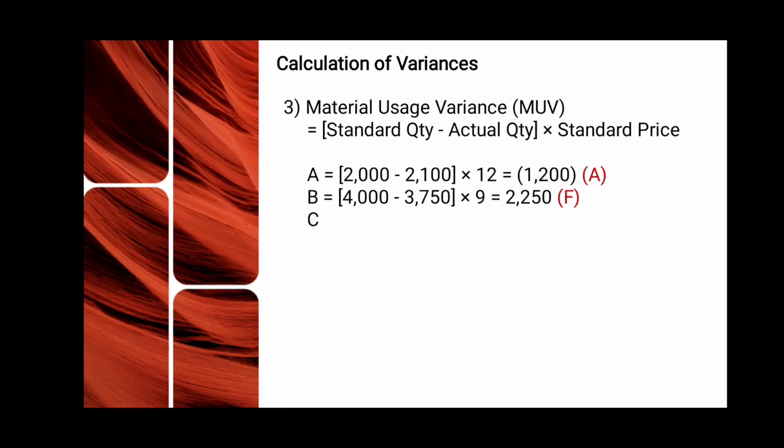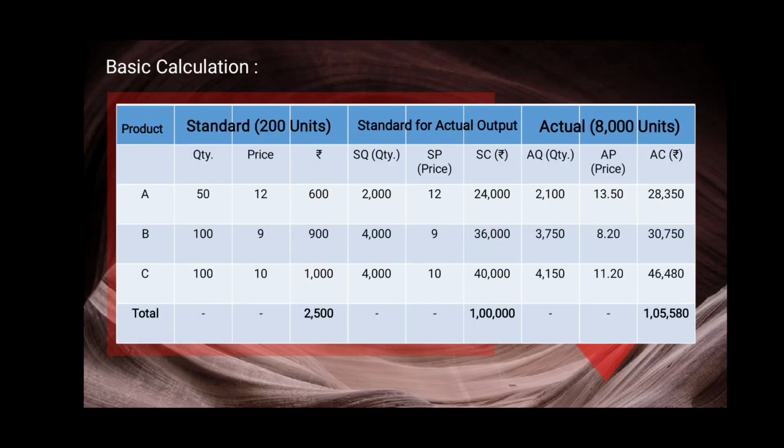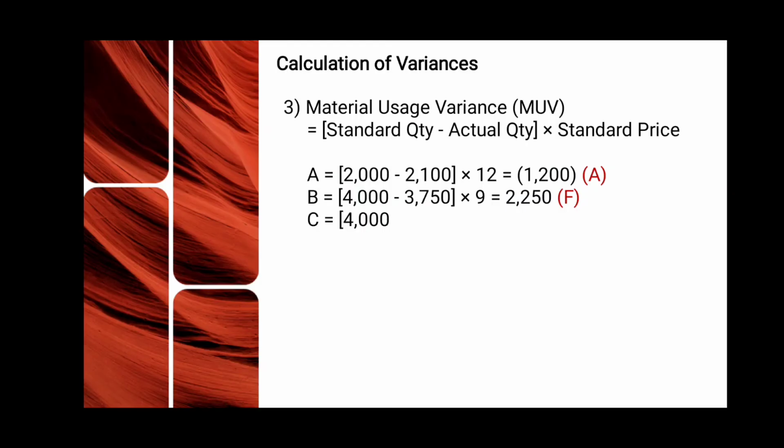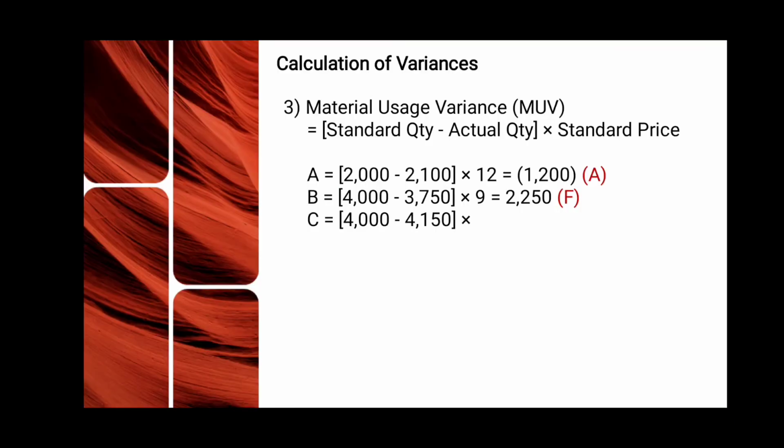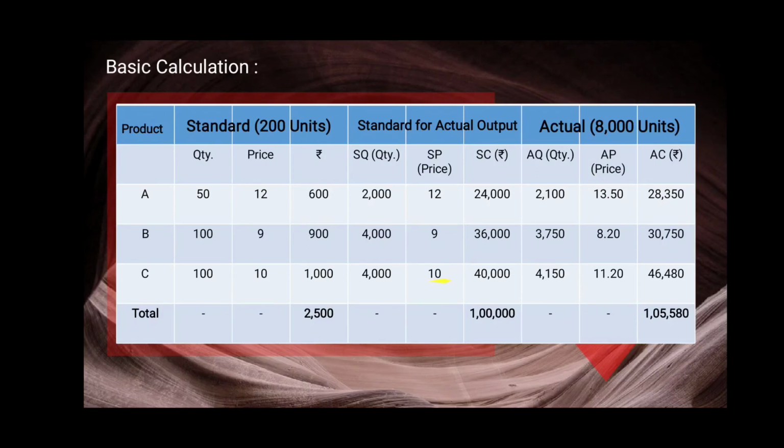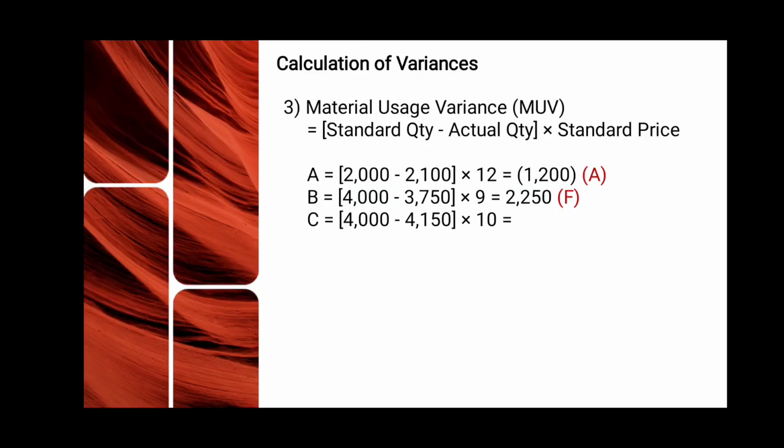Next, material C, which is equal to standard quantity, which is 4,000 minus actual quantity, which is 4,150 into standard price, that is 10, which will be equal to rupees 1,500, that is negative. So we'll mark it as A. So now total will be rupees 450, which is negative, and we'll mark it as A.